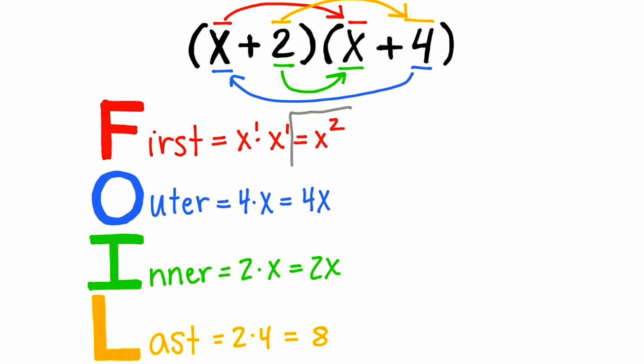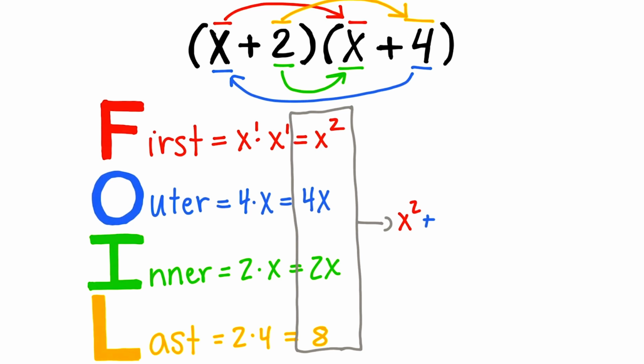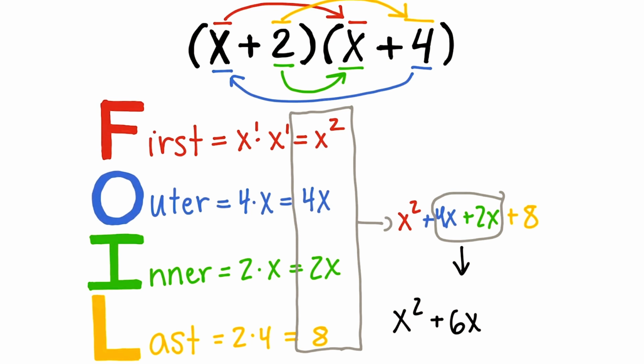So now that we have multiplied all of our terms together, we're going to add them up. So what we get is x squared plus 4x plus 2x plus 8. And you can see that the 4x and the 2x are common terms, so we're going to add these together. x squared plus 6x plus 8. And that is our final answer.